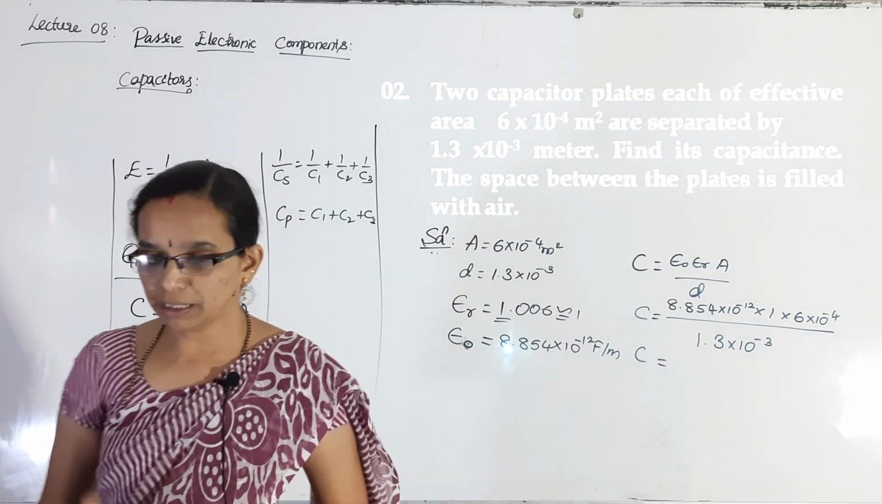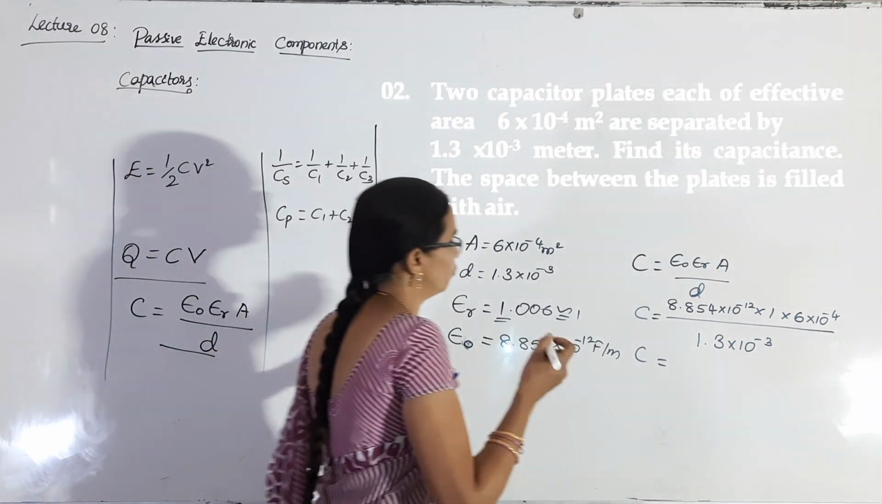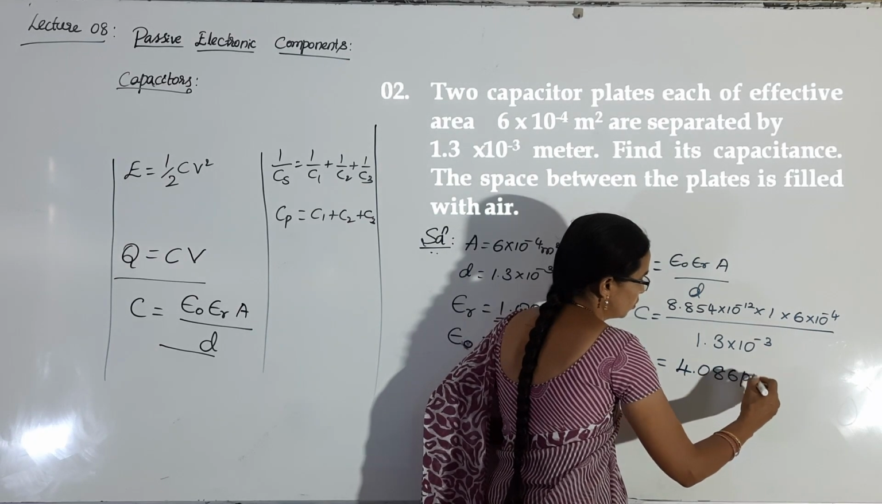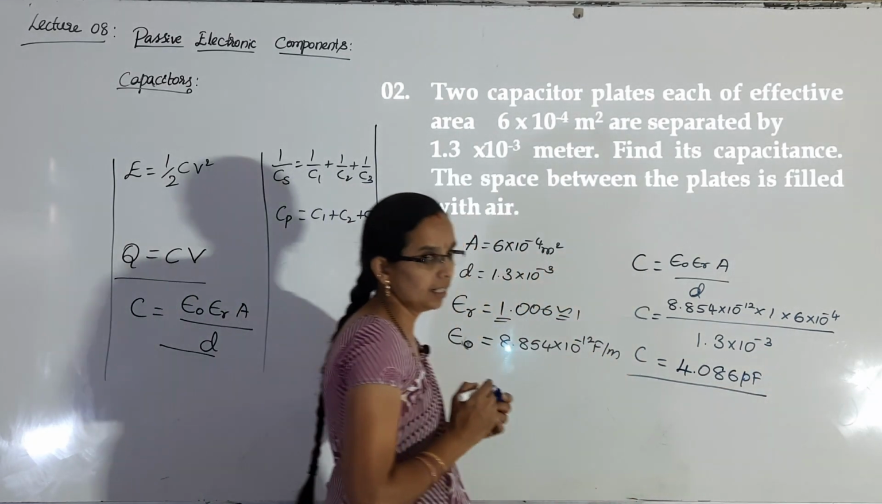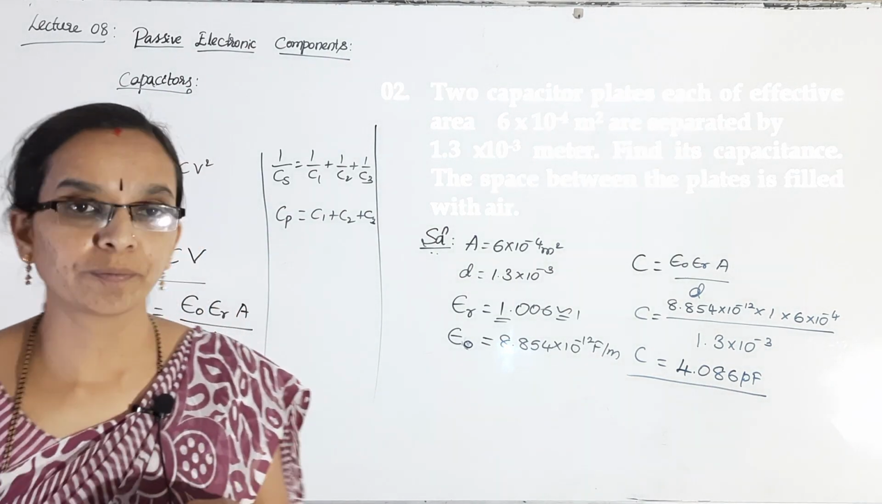Your answer will be 4.086 picofarad. That is a textbook problem. Don't write the answer directly. Please calculate the answer and put the answer. Okay.